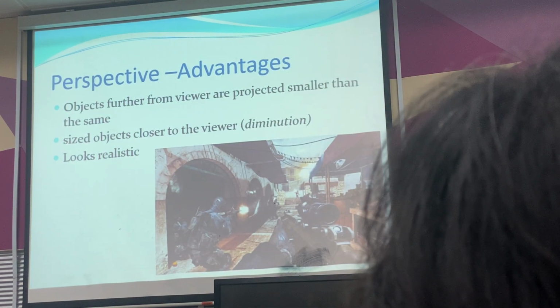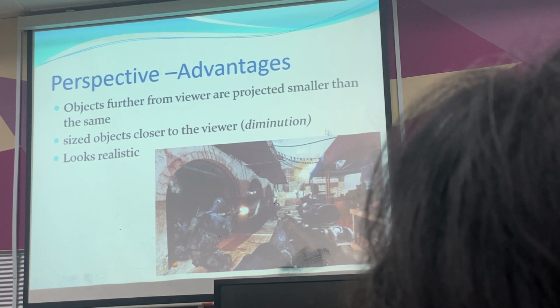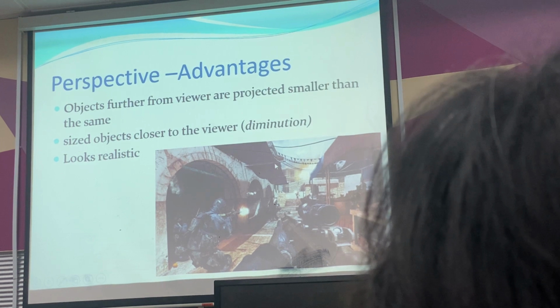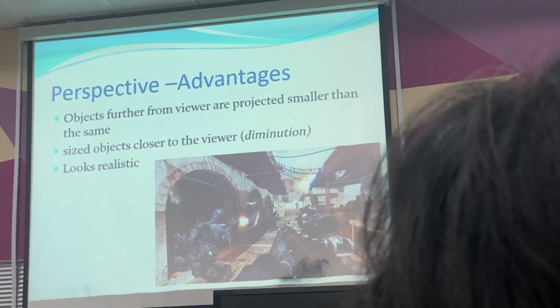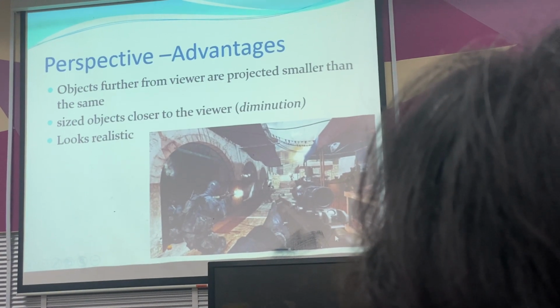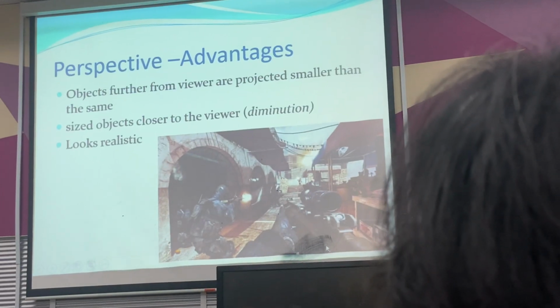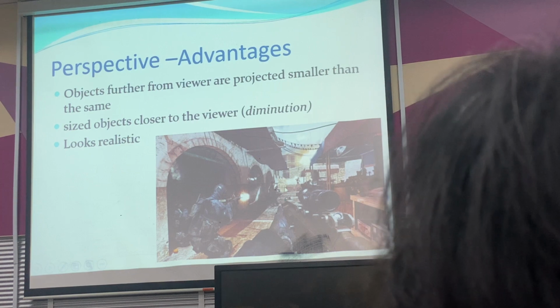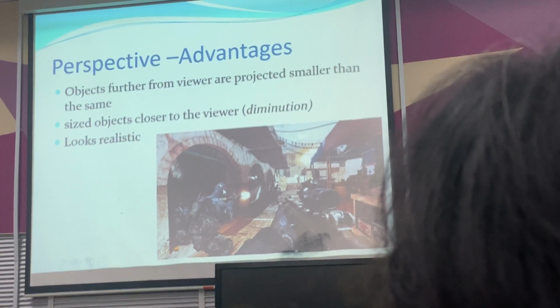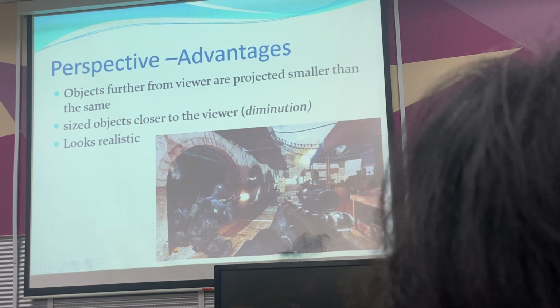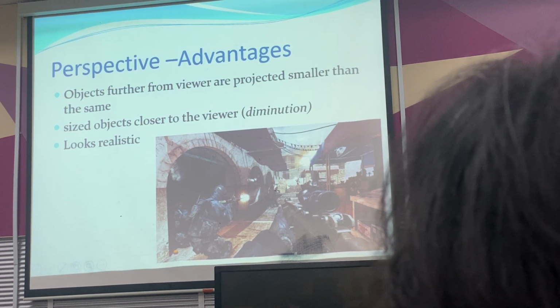So, advantages of the perspective view. Objects far away are projected smaller than objects of the same size that are closer. The size of the objects closer to the viewer will diminish, that is diminution. You see here, in this perspective view, this long gun, this part will look bigger, and when you come here, this part looks smaller. In this perspective view, people near to you will look bigger, and the people that are far will look smaller. This will make it look realistic.